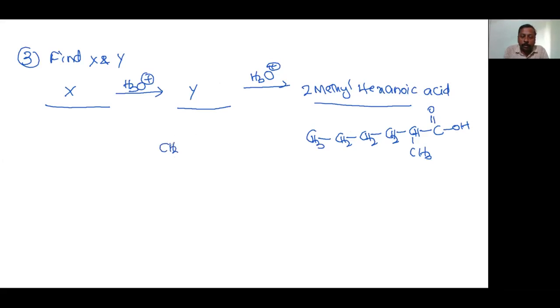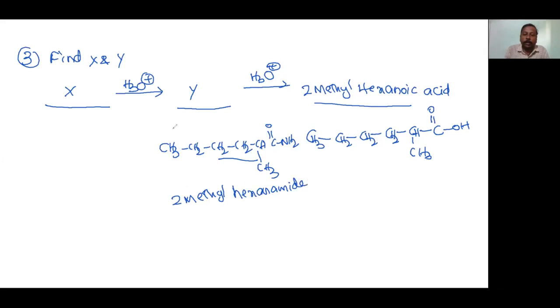So this will be CH3, CH2, CH2, CH2, 4 carbon, 5 carbon and 6th carbon will be like this. And one hydrogen is supposed to be CH3. So what is its name? 2-methyl. Name also I am writing very carefully. Note down. 2-methyl hexanamide. What is this? Hexanamide. Okay, 2-methyl hexanamide is answer.